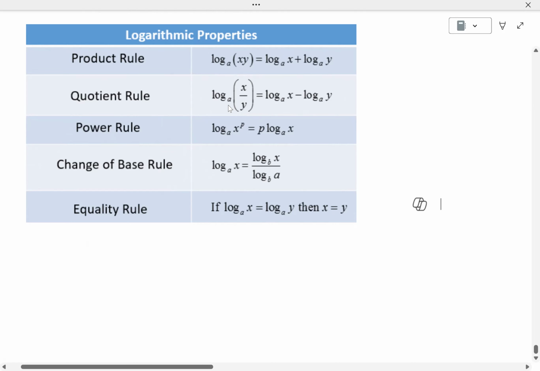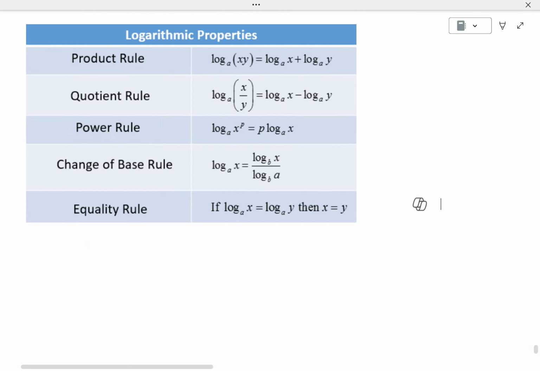This is only if we rewrite them with the same base. So A and A never changed. The power rule, we went over that one already. If we have an exponent, we just bring that exponent to the front, and then it's multiplied by the log.